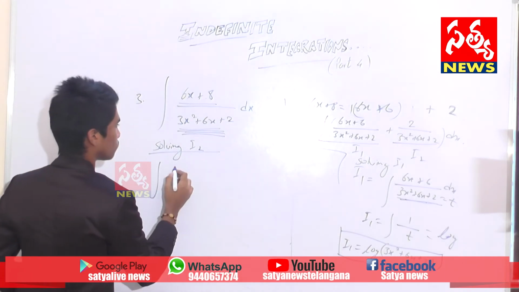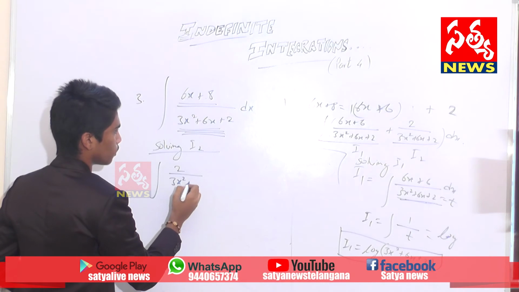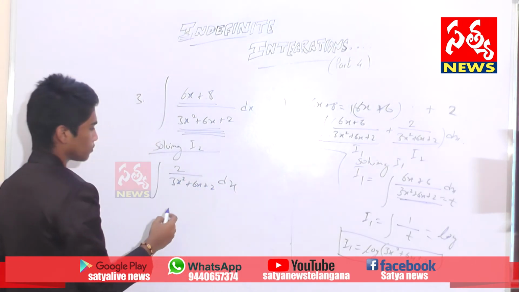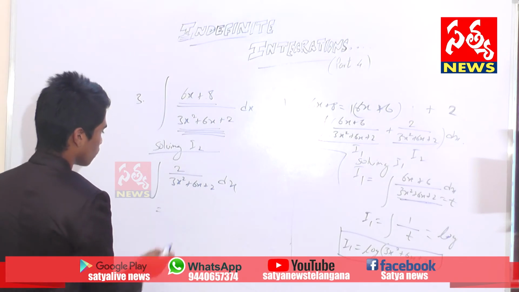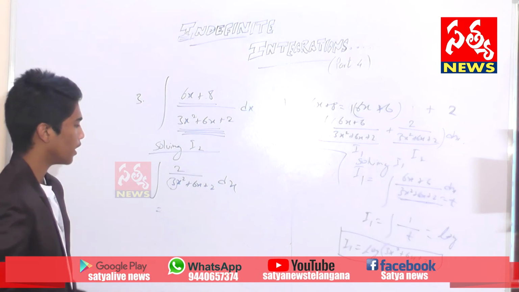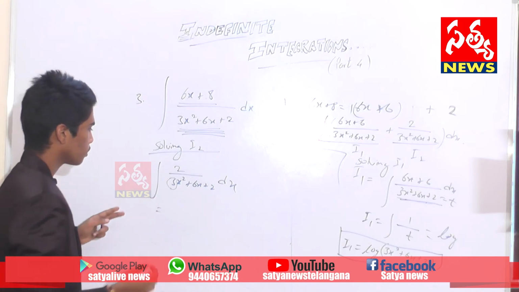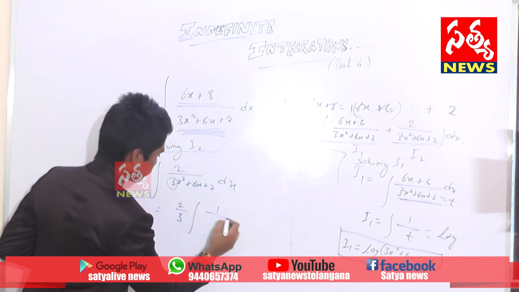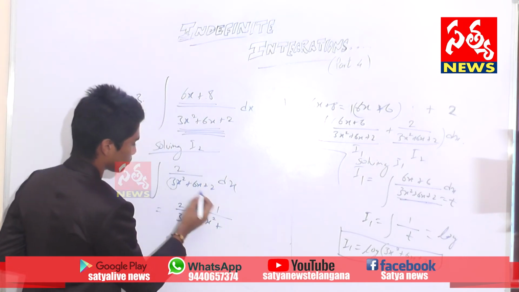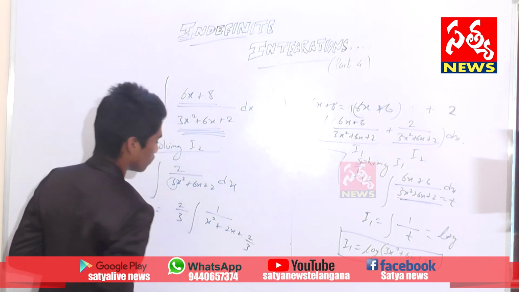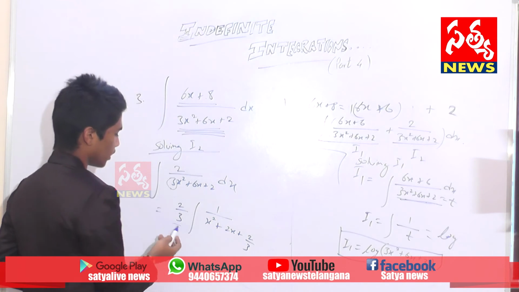What is I2? Integration of 2 by 3x square plus 6x plus 2 dx. Okay. Here we have to take 3 common, as there should not be any constant before x square. So 2 by 3 integration of 1 by x square plus 2x plus 2 by 3. This is the thing we get after taking 3 common.